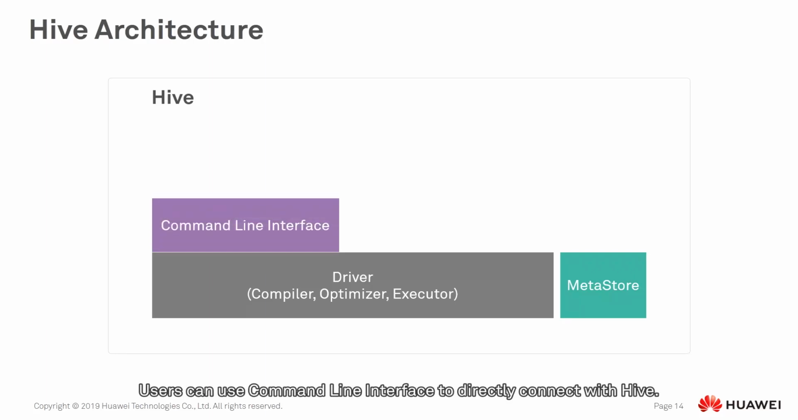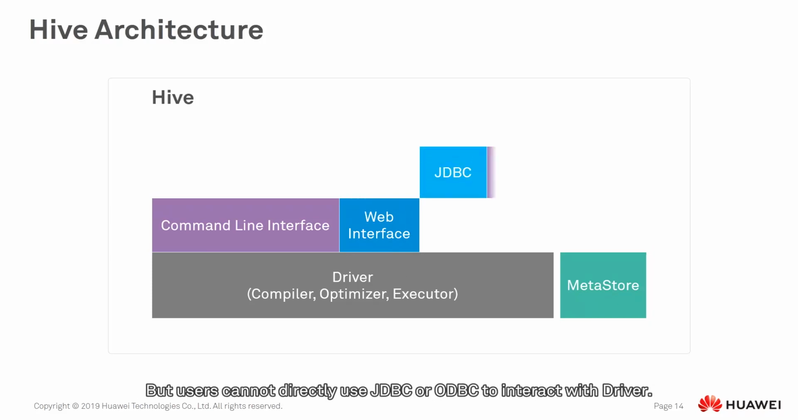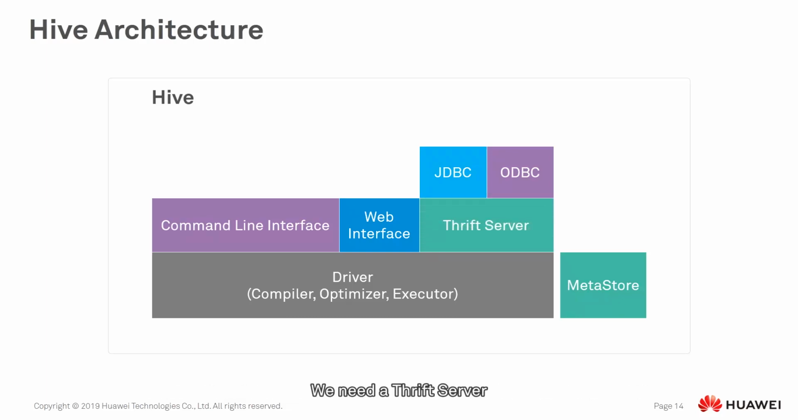Users can use the command line interface to directly connect with Hive. And the Web UI is a visual structure on Hive used for interaction with data, but users cannot directly use JDBC or ODBC to interact with the driver. We need a Thrift server, which provides Thrift interfaces as the servers of JDBC and ODBC, and integrates Hive and other applications.